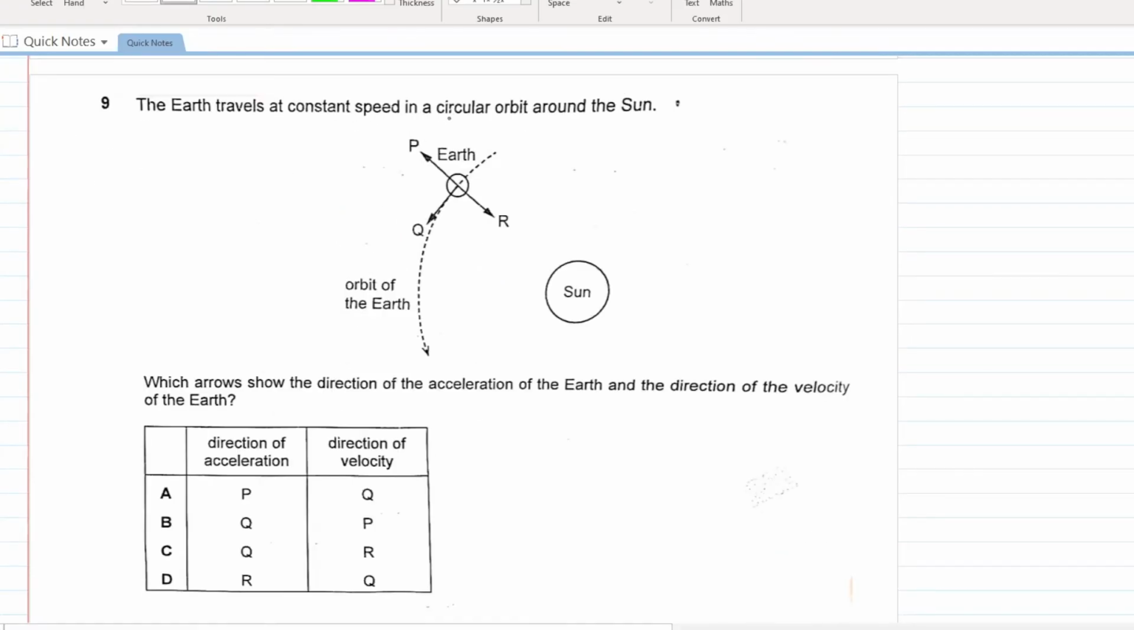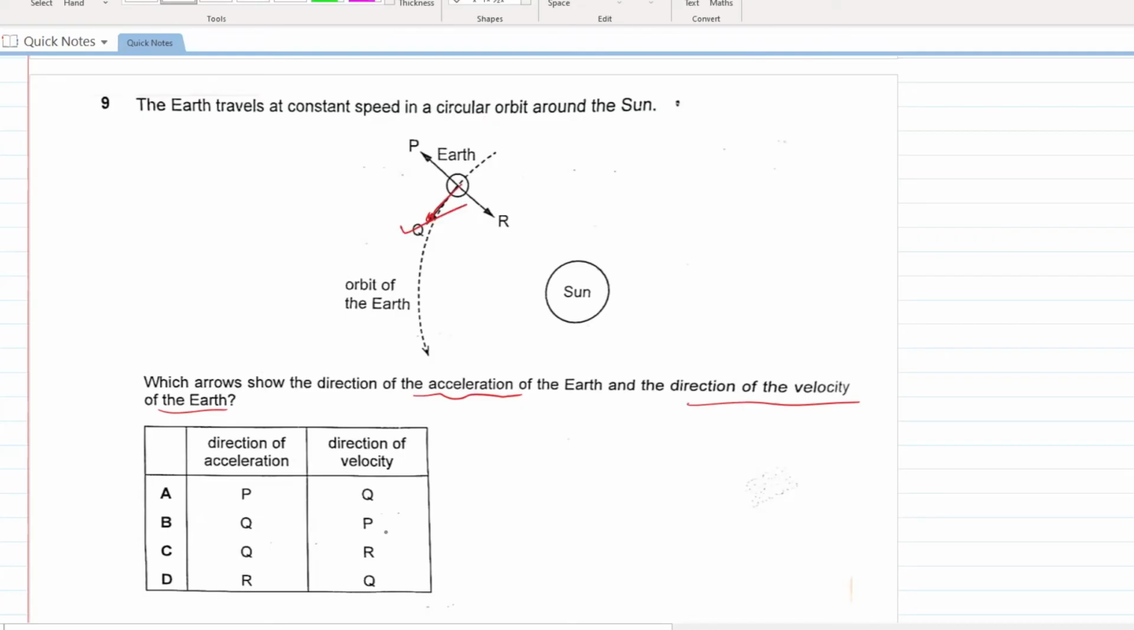The Earth travels at constant speed in a circular orbit around the Sun. Which arrow shows the direction of acceleration and the direction of velocity of the Earth? So always remember, in a circular motion, the velocity acts in a tangential way. That is Q.